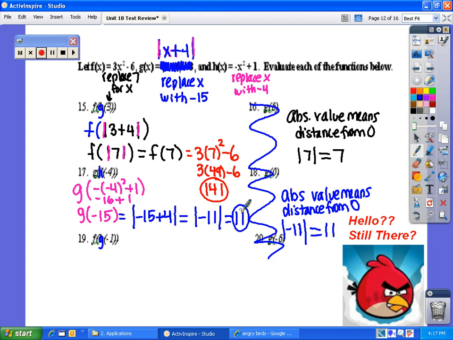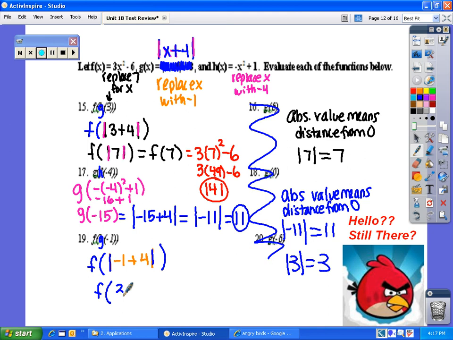Alright, the last one in this section, because we're going to skip 36, is f of g of negative 1. So what we want to do is go back to our g function and replace x with negative 1. So we're going to have the f of the absolute value of negative 1 plus 4. Remember, this is absolute value. So that means everything inside here we're going to work out. So negative 1 plus 4 is actually equal to the absolute value of 3. So the absolute value of 3 is still just going to be 3.